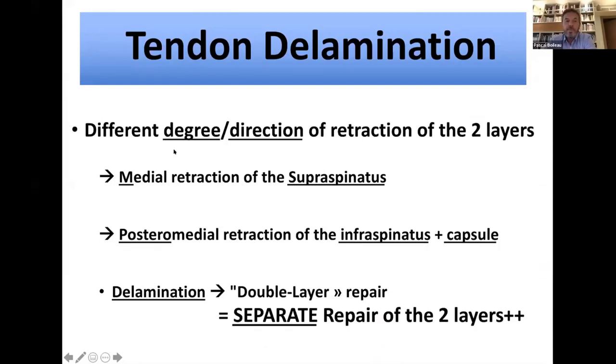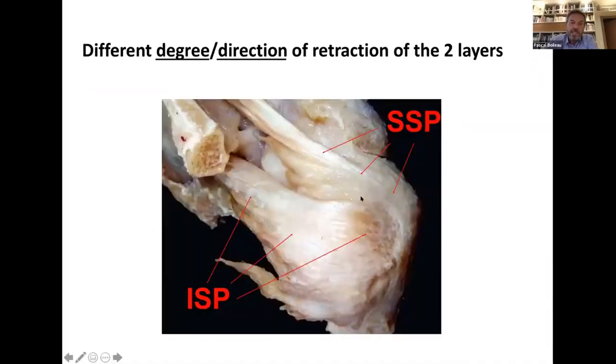If you understood that there are different degrees and different directions of retraction of the two tendons, it means that there is a medial retraction of the infraspinatus, but there is a posterior medial retraction of the infraspinatus together with the capsule. It means that you should have a different repair. You should have a separate repair for the two layers. And this is the more important slide, I think. You can see the infraspinatus coming very far anterior on the footprint here, which means when it retracts posterior and medial, while the supraspinatus is more superficial and retracts medially.